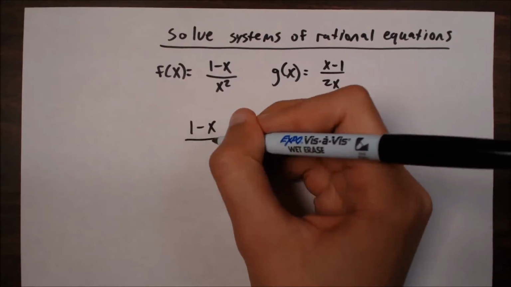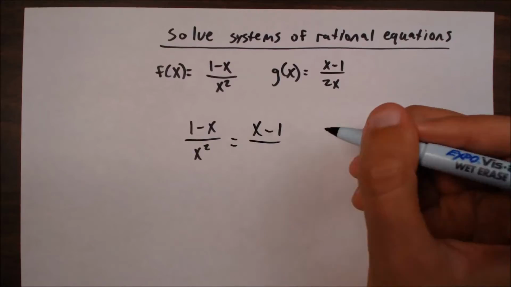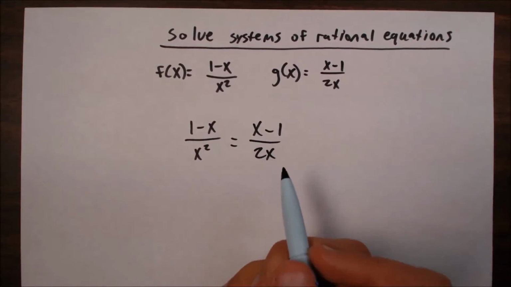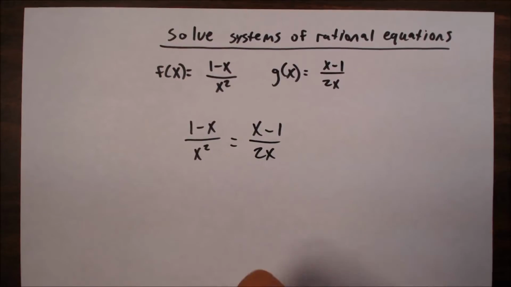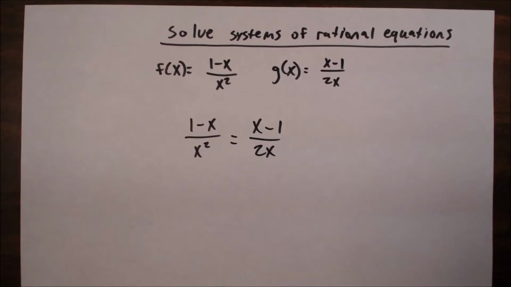1 minus x over x squared equals x minus 1 over 2x. If I want to know when two things are equal to each other, set them equal to each other and solve it. Well, this is a problem that we've been doing since the last unit. We're really just solving a rational equation. So really it's nothing new, but we'll go ahead and work this out.